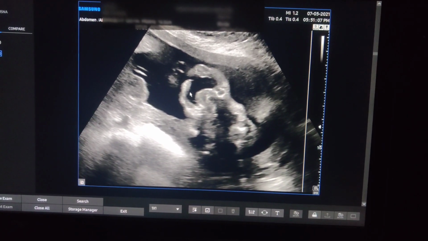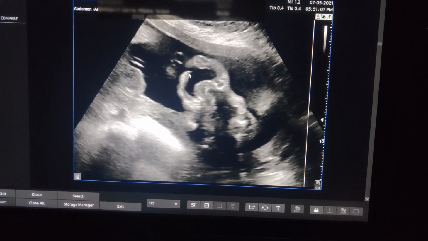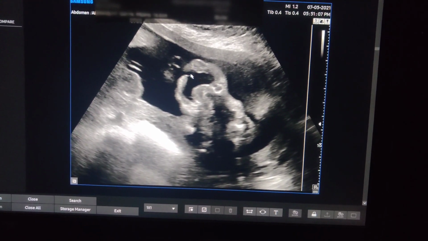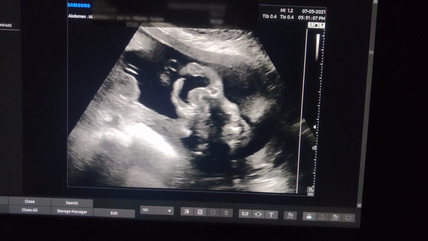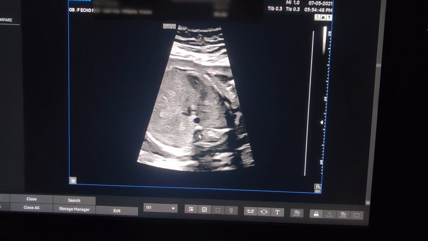So when the fetus opens the mouth, you can see the tongue here. That's the right side of the lip, left side of the lip, and a large cleft lip. So this was the finding in the face. Now let's go to the abdomen.